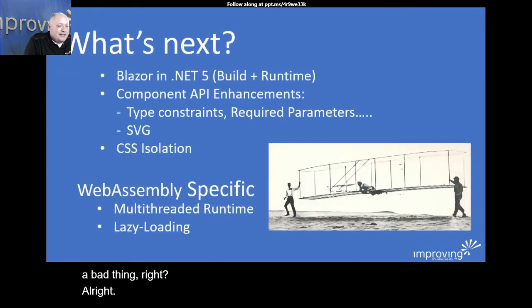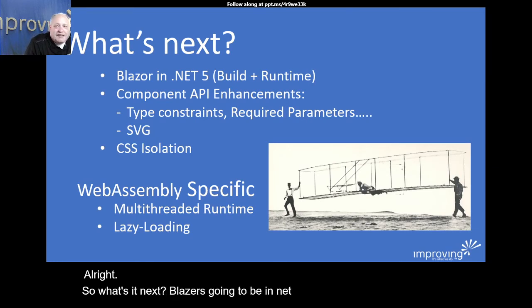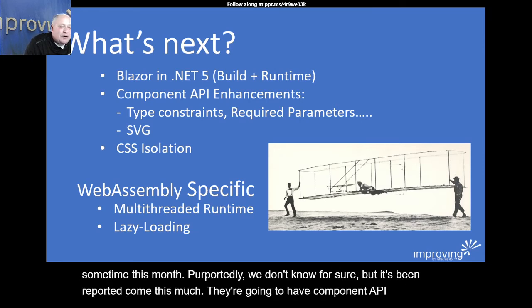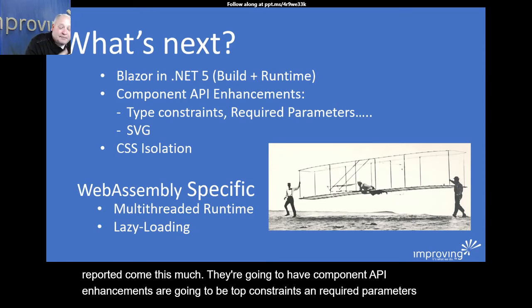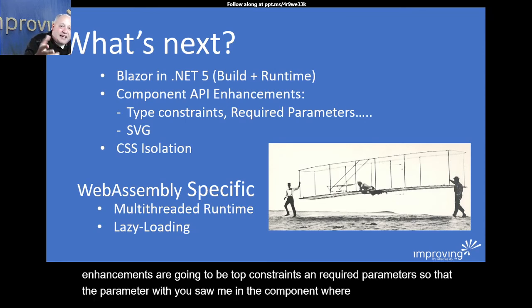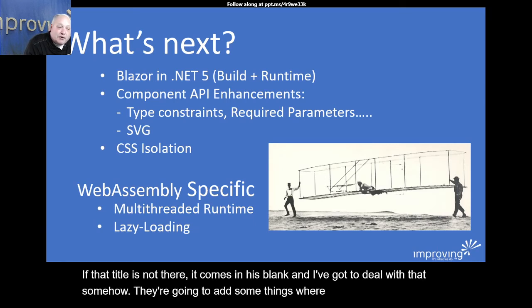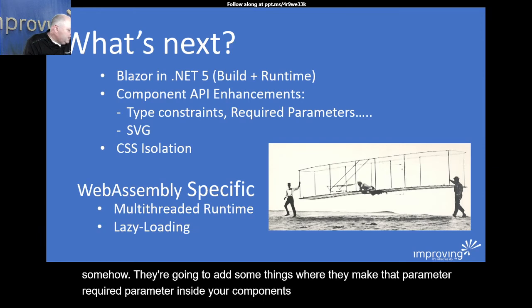Blazor is going to be in .NET 5. It just is. .NET 5 is coming sometime this month, purportedly. We don't know for sure, but it's been reported to come this month. They're going to have component API enhancements, type constraints and required parameters. So with the parameter, like you saw me in the component where it's just title, if that title is not there, it comes in as blank, and I've got to deal with that somehow. They're going to add a way to make that a required parameter inside your components. We're also going to get SVG support, because a lot of graphics folks love SVG.